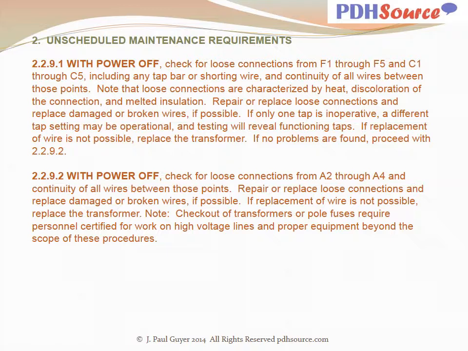Paragraph 2292: with power off, check for loose connections from A1 through A4 and continuity of all wires between those points. Repair or replace loose connections and replace damaged or broken wires if possible. If replacement of wire is not possible, replace the transformer. Note that the checkout of transformers or pole fuses requires personnel certified for work on high voltage lines and proper equipment beyond the scope of these procedures.